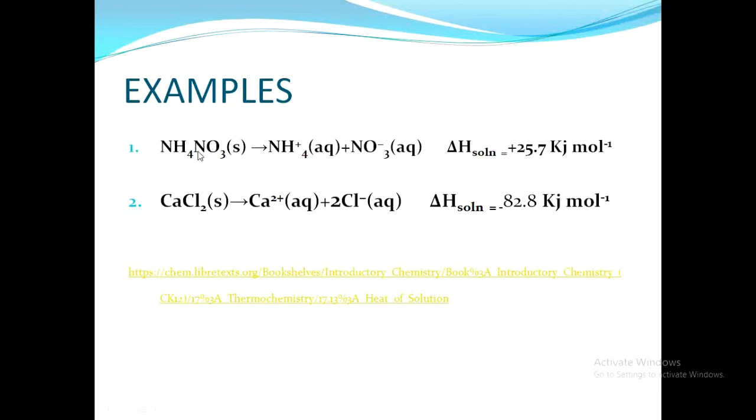Here are examples related to the delta H solution of different substances. Here ammonium nitrate is dissolved in water. Delta H solution comes out to be positive 25.7 kilojoules per mole, while in the case of calcium chloride, when it is dissolved in water, delta H solution comes out to be minus 82.8 kilojoules per mole. These both are examples showing that delta H solution can be positive or negative, or it can be endothermic or exothermic, depending upon the ionic substance that is to be dissolved, either ammonium nitrate or calcium chloride.